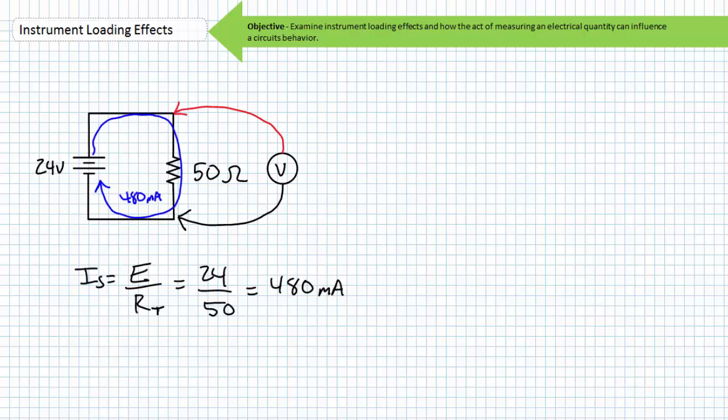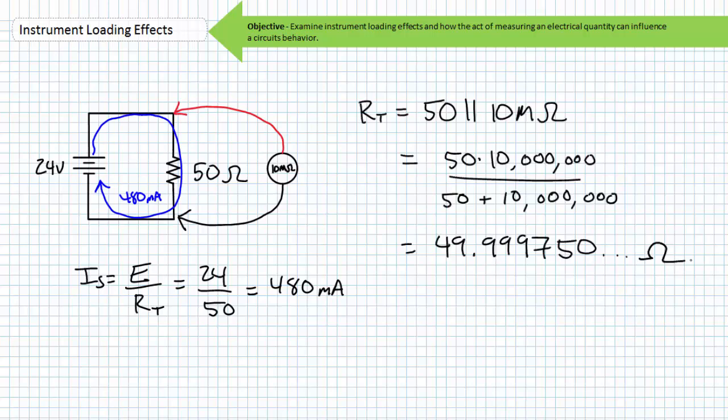An ideal voltmeter with infinite resistance will draw no additional current when placed in parallel to an electrical load. A 24 volt source supplying current to a 50 ohm resistor would still continue to provide 480 milliamperes of current. However, consider a voltmeter with 10 mega ohms of resistance placed in parallel to a 50 ohm resistor hooked to 24 volts. The source is no longer seeing just the 50 ohm resistor, but rather the parallel combination of a 50 ohm resistor and a 10 mega ohm resistor. The parallel combination of a 50 ohm resistor and a 10 mega ohm resistor is 49.999750 carried out to 6 decimal places.